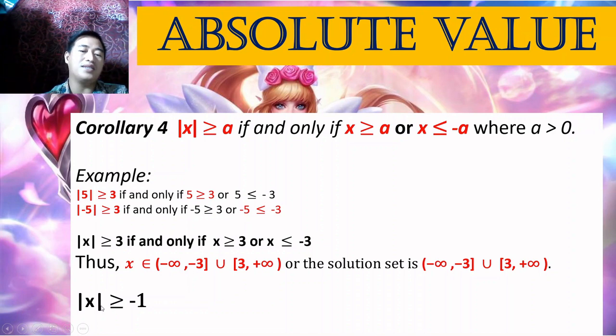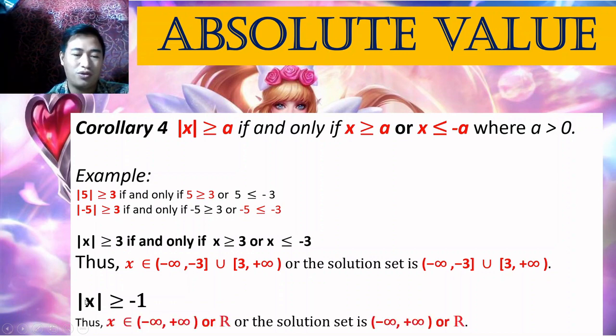So what if, again, the absolute value of x is greater than or equal to negative 1? The absolute value is always greater than or equal to 0, so it is true as always. Therefore x is an element of negative infinity to positive infinity, the interval or the set of real numbers. The solution set is written as this one.